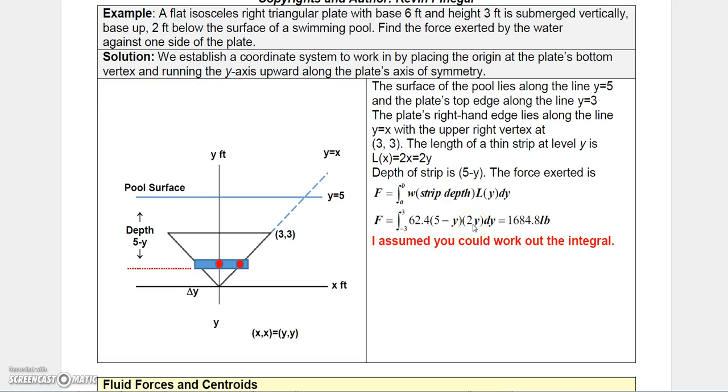So we integrate with respect to y, and then you can evaluate the integral, and we get 1,684.8 pounds for the force.